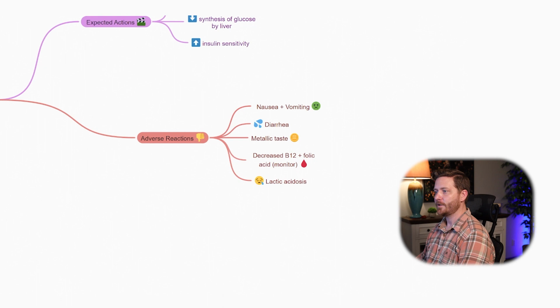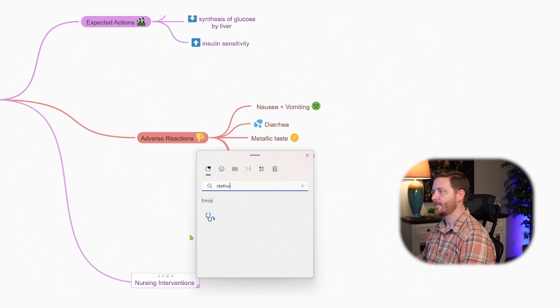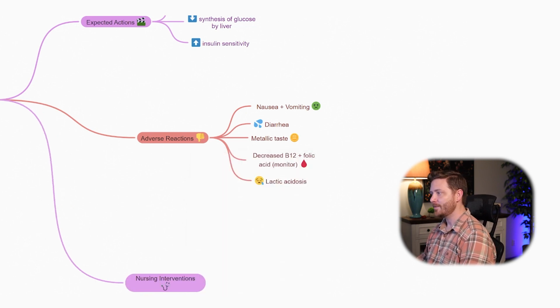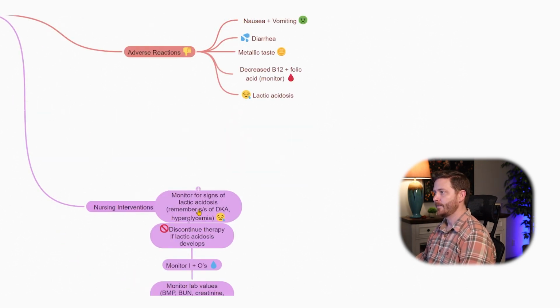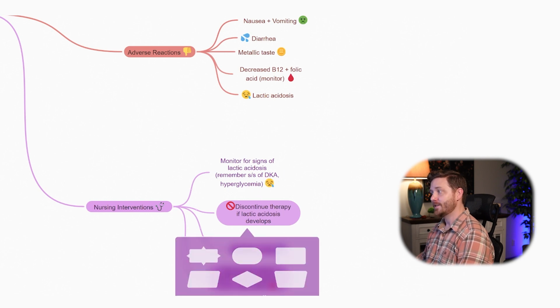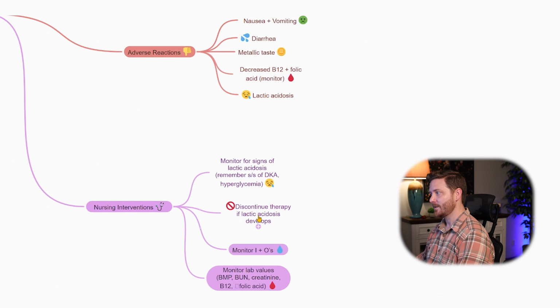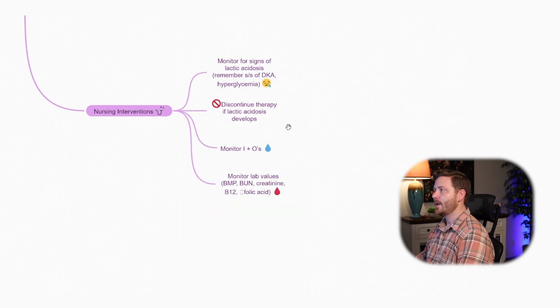Alright, next up we have our nursing interventions for metformin. And we'll go ahead and put a stethoscope there. Signify that RN title we have, or we will have. And I'm just going to go ahead and paste these in here as well. So as a nurse, we're going to want to monitor for those signs and symptoms of lactic acidosis. Obviously, we're going to discontinue that therapy if those signs occur. We're going to monitor those inputs and outputs. And lastly, we're going to check those lab levels. And that's going to be what the nursing interventions look like here for metformin.